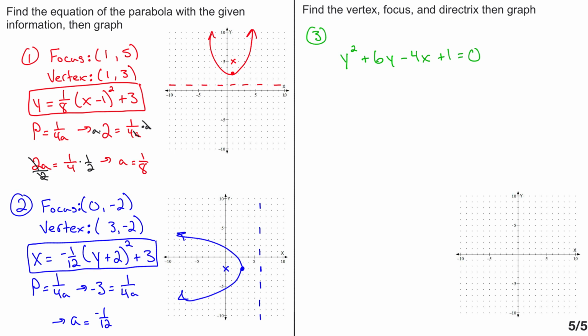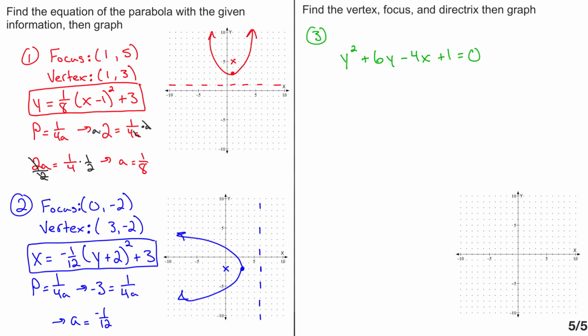Problem number 3, a little bit different. Now it's all multiplied out, and we're actually going to need to figure out what the equation is in a different way, because we don't know the vertex or the focus or the directrix, we don't know any of that stuff. The first thing I want to point out is that it has a y to the second power. What that indicates to me is this is going to be a quadratic that is going left or right, because most quadratics that we're used to have an x to the second power.